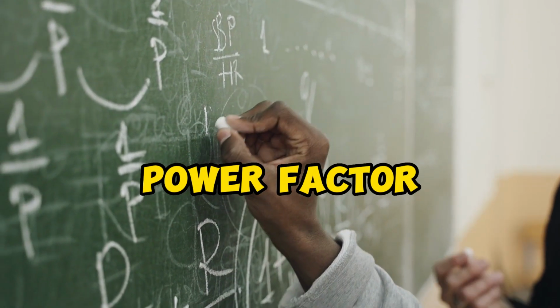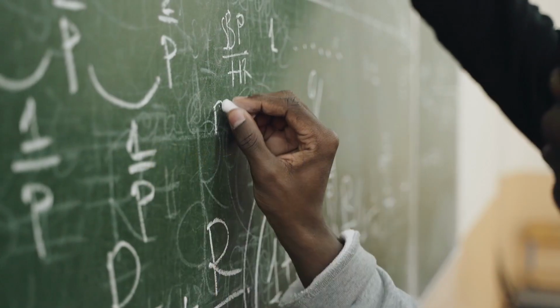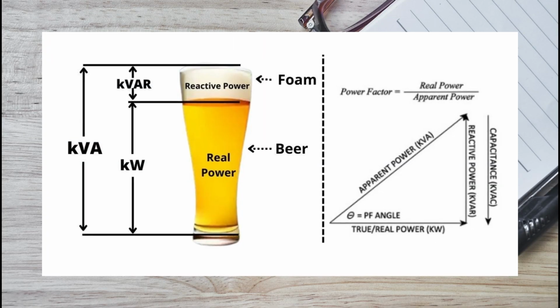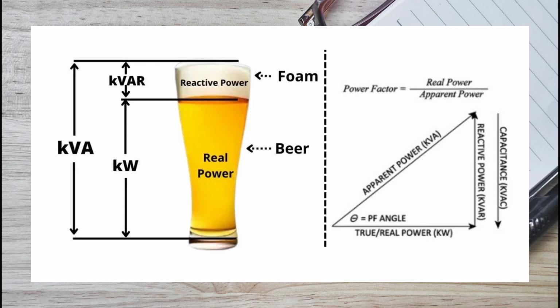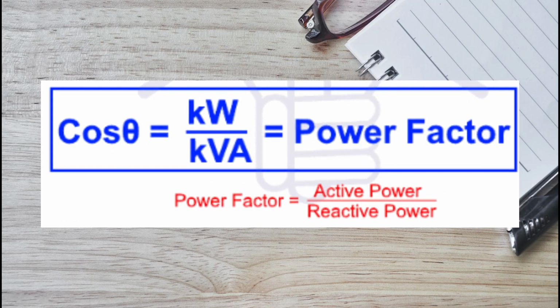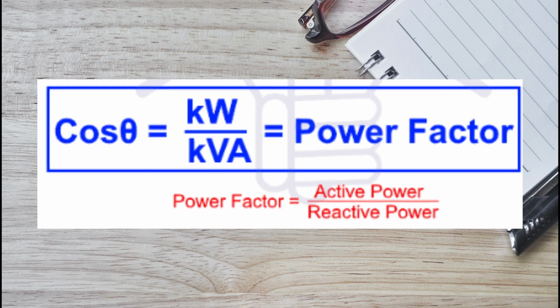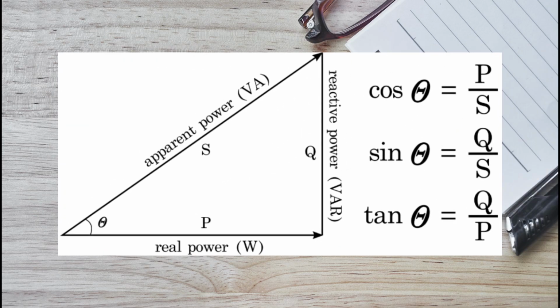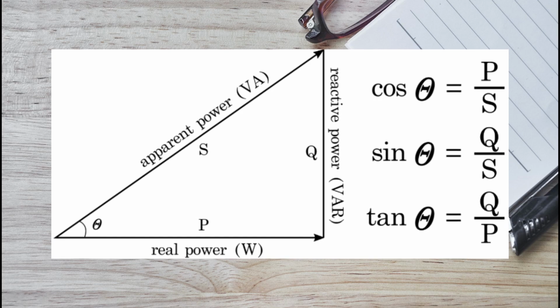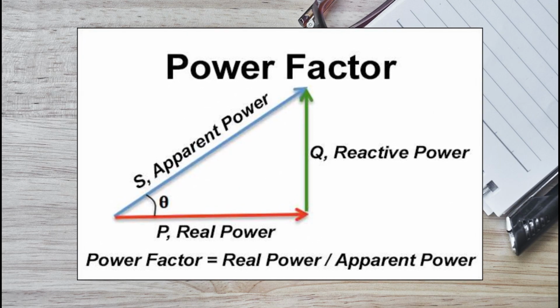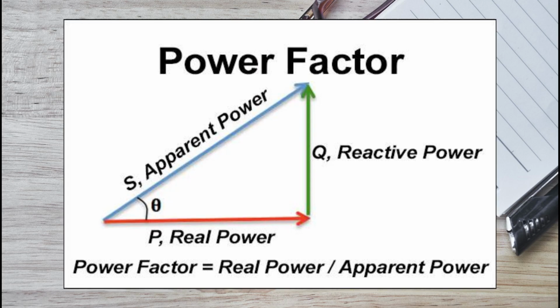Power factor. Efficiency matters. We have the power factor. It measures the efficiency of electrical equipment. It's the ratio of real power, P, to apparent power, S, often expressed as a cosine. A higher power factor means less wasted energy, which is crucial for industrial and commercial applications.